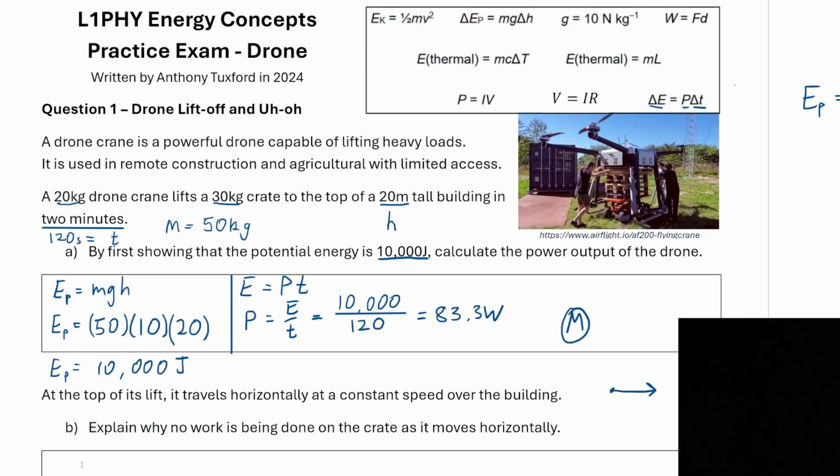So, going back to your formula sheet, we know work in the top right is force times distance. Okay, so what's the force acting on the crate in the horizontal direction? That's a tricky one. So it is being held by the drone, but in fact there is no horizontal force acting on the crate because, well, there's no net force, definitely, because it's traveling at a constant speed, right? It's not accelerating.